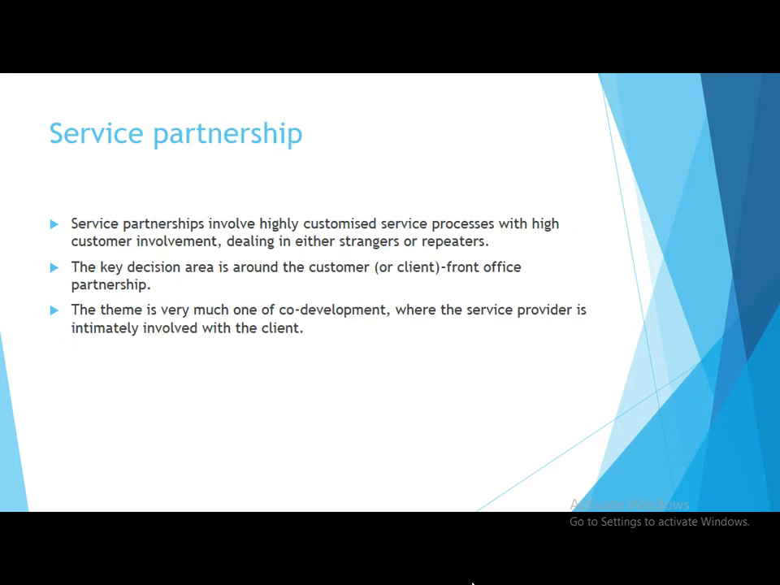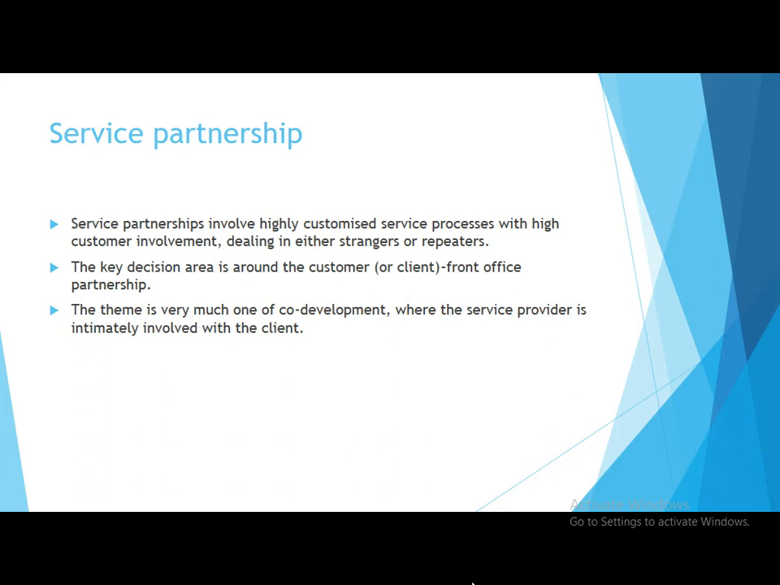Service partnership. Service partnerships involve highly customized service processes with high customer involvement, dealing in either strangers or repeaters. The key decision area is around the customer front office partnership. The theme is very much one of co-development, where the service provider is initially and intimately involved with the clients.